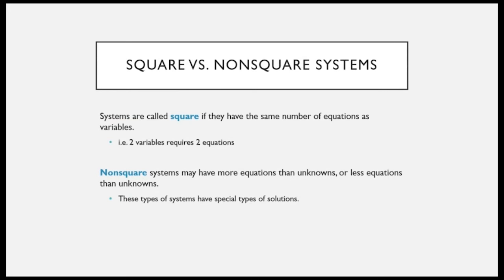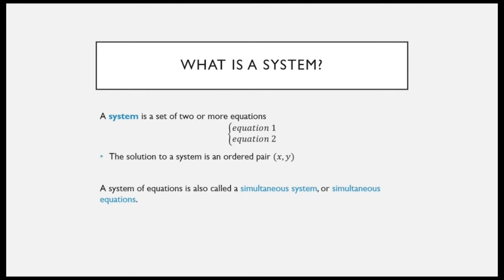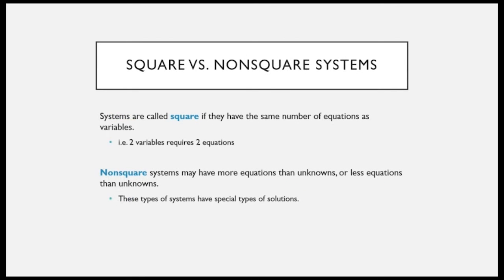So, square versus non-square. Systems are square if they have the same number of equations as variables. So if you have two variables, it requires two equations. And we actually get the name of this from matrices. Next week, we're going to be looking into matrices, which is like the basics of linear algebra. And square systems, when you turn them into a matrix, basically have coefficients that are square.